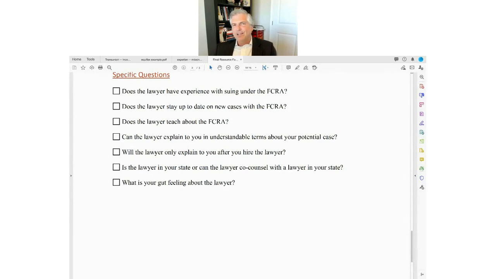And then the last two things, are they in your state? And some of you have asked me about, hey, John, if I'm not in Alabama, can I hire you? Well, obviously I'm not in your state. I'm in Alabama. It's better to have a lawyer in your state because the case may need to be brought in your state. So the lawyer you're talking to either needs to be licensed in your state or can co-counsel with somebody who's licensed in your state.